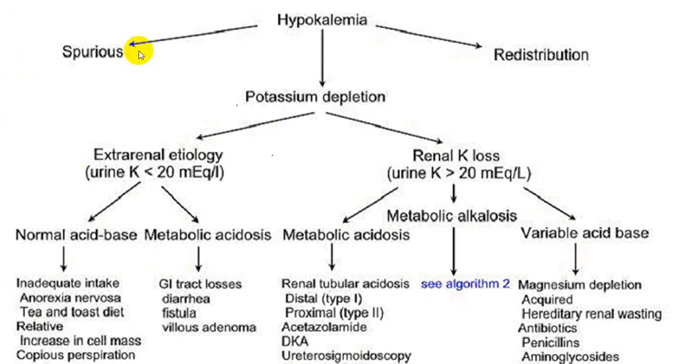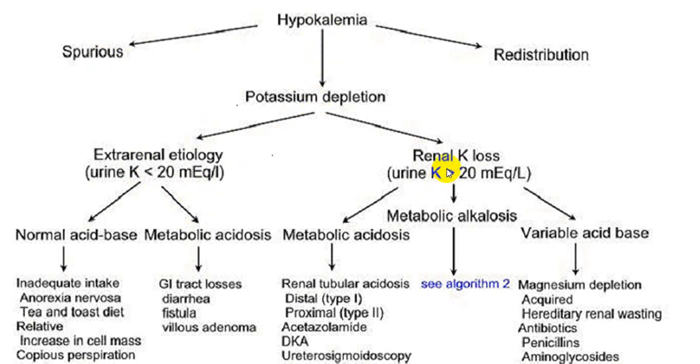Whenever you approach a person with hypokalemia, we want to find out whether it is spurious or it is redistribution. So first we always look at the potassium level. If the potassium level is low, we confirm the diagnosis of hypokalemia. We first rule out the spurious cause, and then we look at the urinary potassium. If urinary potassium is less than 20, it is an extra-renal cause. If urinary potassium is high, it is a renal cause.